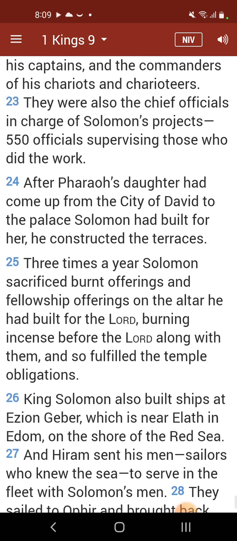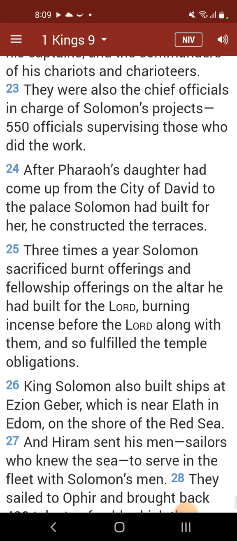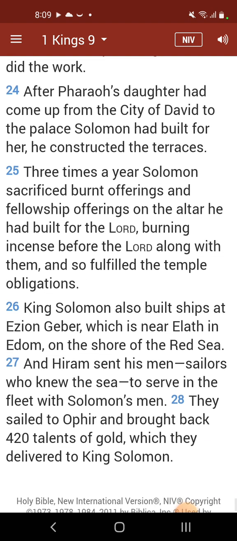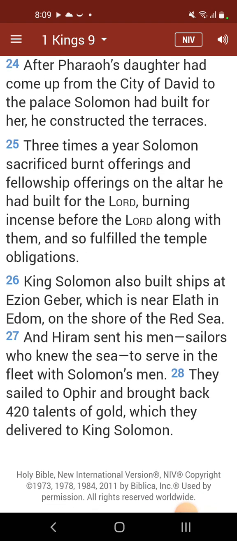After Pharaoh's daughter had come up from the city of David to the palace Solomon had built for her, he constructed the terraces. Three times a year, Solomon sacrificed burnt offerings and fellowship offerings on the altar he had built for the Lord, burning incense before the Lord along with them, and so fulfilled the temple obligations.